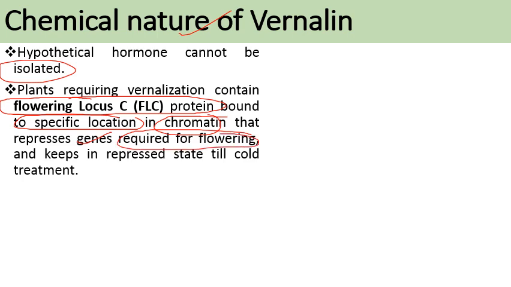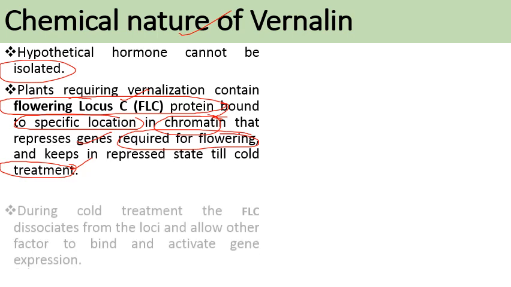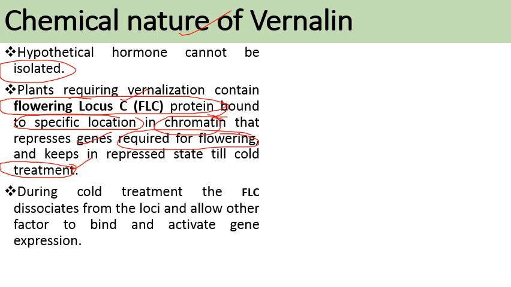So this protein, that is FLC protein, inhibits the flowering process because it is bound on the portion of chromatin that contains the genes required for flowering, and keeps it repressed till the cold treatment is given to the plant. During cold treatment, the FLC, that is flowering locus C protein, dissociates from the loci and allows other factors to bind and activate the genes, which express themselves when FLC gets dissociated after getting the cold treatment.